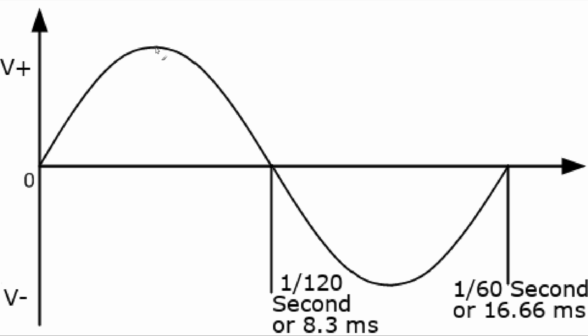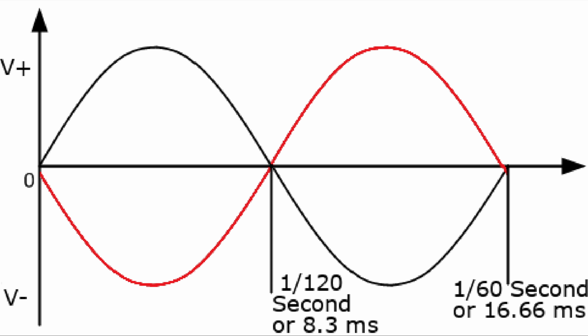So at this point, we're at 120 volts. And at this point, we're at negative 120 volts. And that gives us our 120 volt AC power. When we add the second leg on a split phase system, it goes the opposite direction. And now if we measure from here to here, we see that we have 240 volts. But again, it's hitting zero 120 times per second.